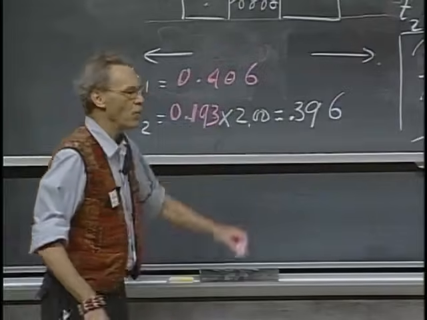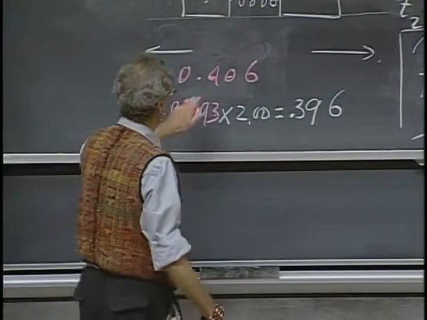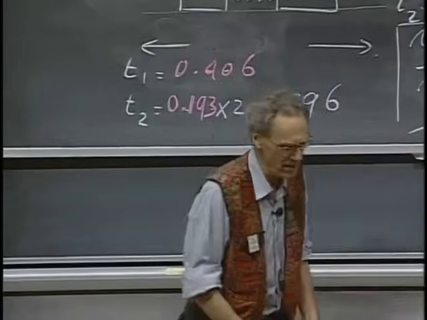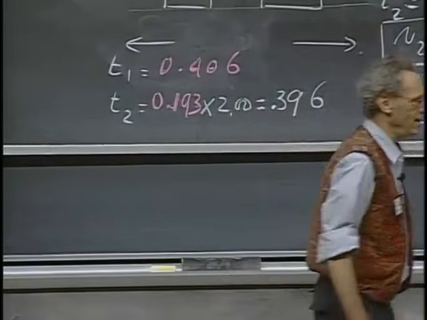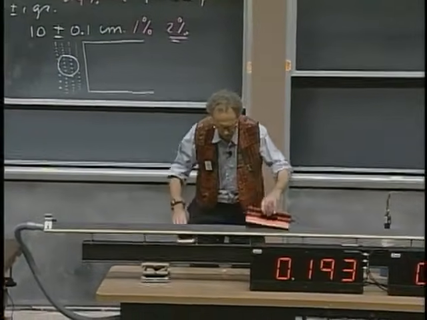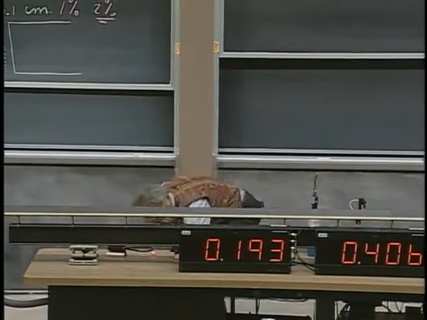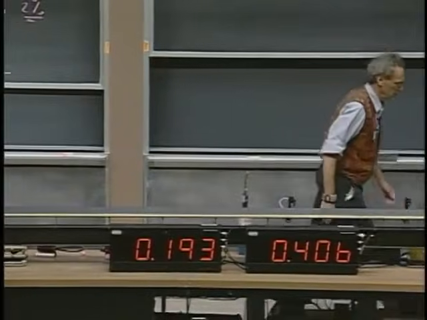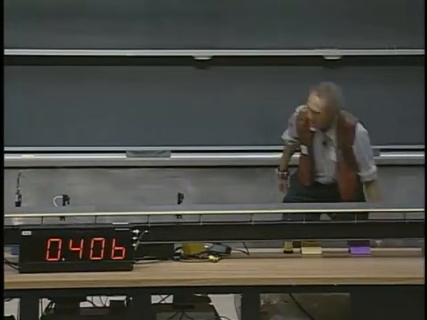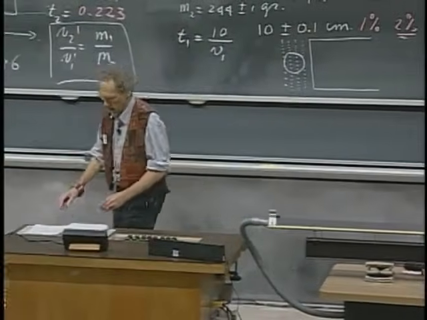0.396, 0.406. Close enough. The two are in excellent agreement within the 2.5% uncertainty in each measurement. So you see, that's exactly how you can demonstrate the conservation of momentum. They picked up kinetic energy, but after the wire was burned, the momentum remained zero.